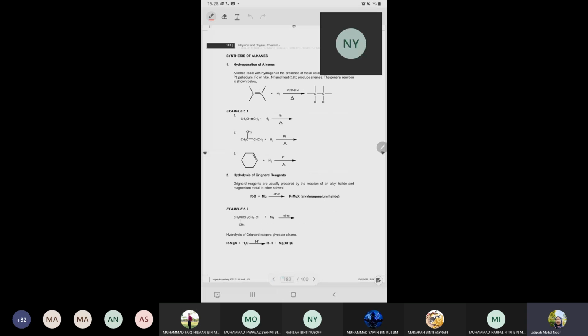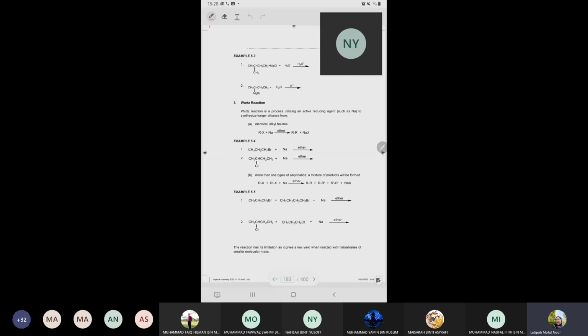Okay, dalam Wurtz reaction, mana Wurtz reaction? Sekejap. Ni. Kita ada dua, okay? 2 types of Wurtz reaction. One is if we have identical alkyl halide. Okay, maksudnya haloalkane ni ada satu jenis sahaja. Dan kita akan react, dia sebenarnya react dengan diri dia sendiri dan the chain will be double.